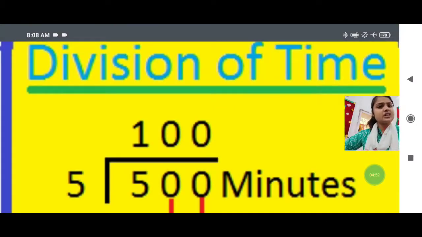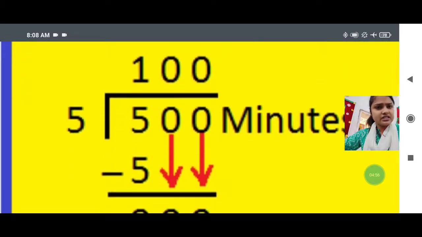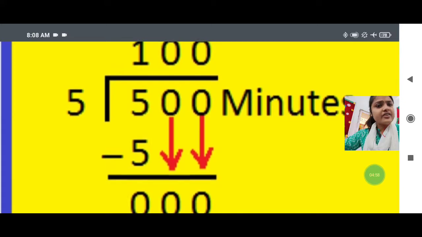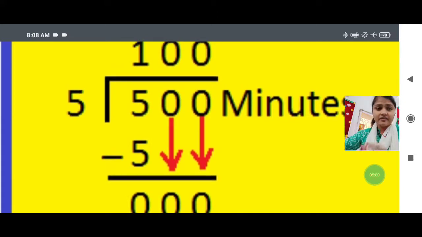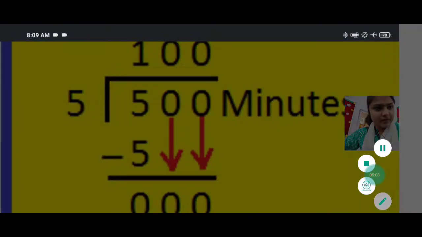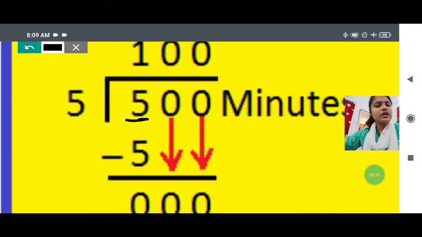Just the same, this has also been done, divisions of time. How it is done, you can see we are dividing 500 minutes by 5. So how will we divide? We will read the table of 5, that much time in which we are getting 5, because first we have to divide 1 by 1. So the first number is 5. So in one time we are getting 5. So we will write 1 in the quotient column, and then we will write 5 just below 5.